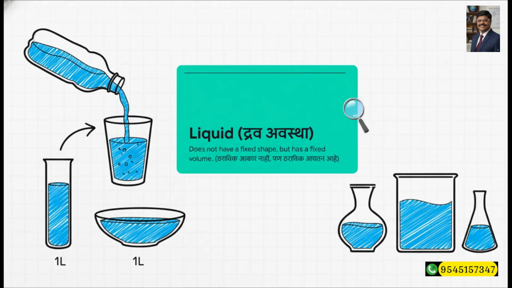Okay, next up, we have liquids. And this is where things start to get a little more interesting. See, unlike a solid, a liquid does not have a fixed shape. It's totally happy to take the shape of whatever container you pour it into. Pour water from a bottle into a glass, and bam, it's the shape of the glass. But, and this is super important, it does have a fixed volume. 1 liter of water is always going to be 1 liter of water. It doesn't matter if it's in a tall, skinny bottle or a wide, flat bowl.